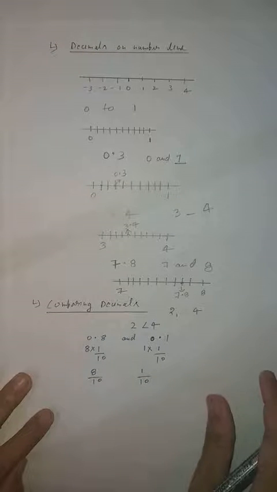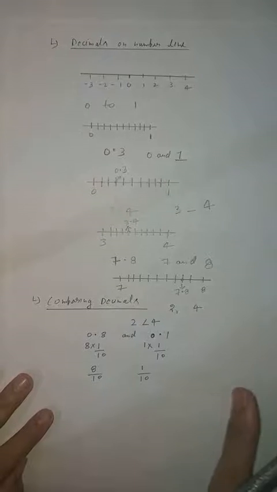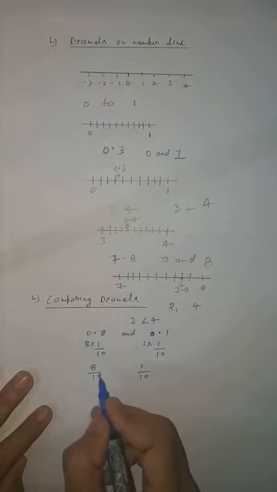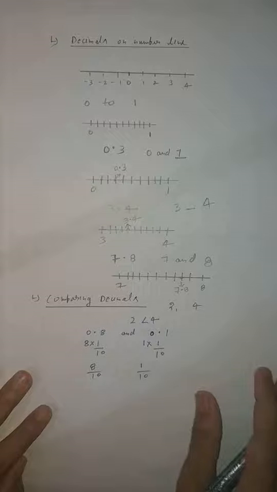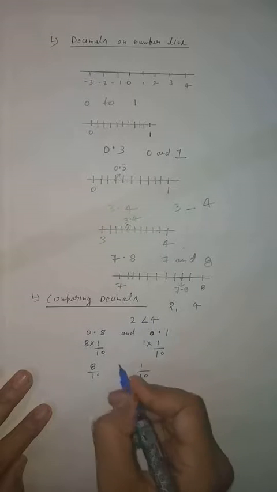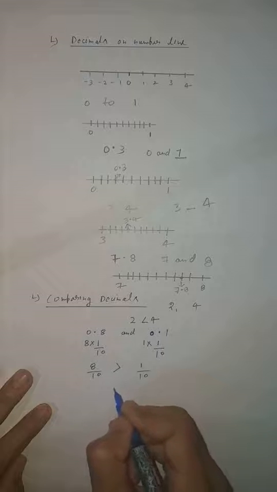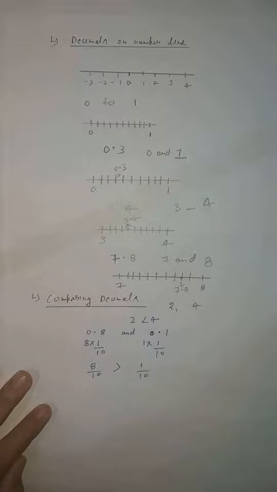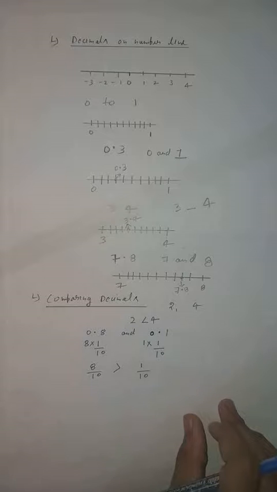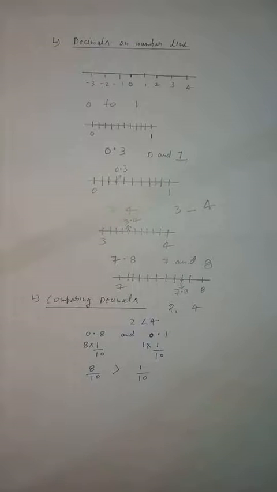Clear? Now the denominator is equal. If the denominator is not equal, then you have to make it equal. Okay? So now what is given? 8 by 10 and 1 by 10. So which one is greater, students? Easily you can say, sir, 8 by 10 is greater. Clear? Now if the denominator is not equal, you have to make it equal. What is the process for this? I will discuss it in the next question. Clear students? So now, students, come to the next example.